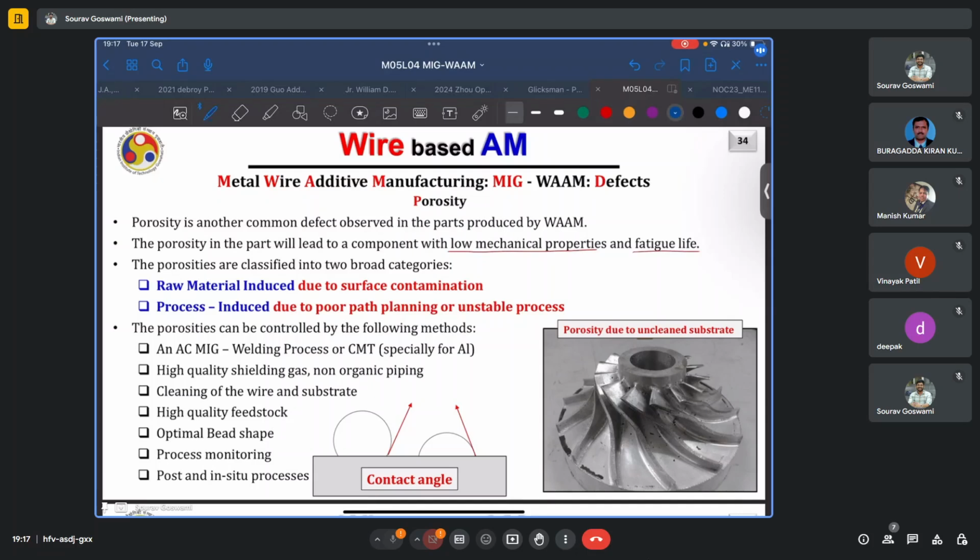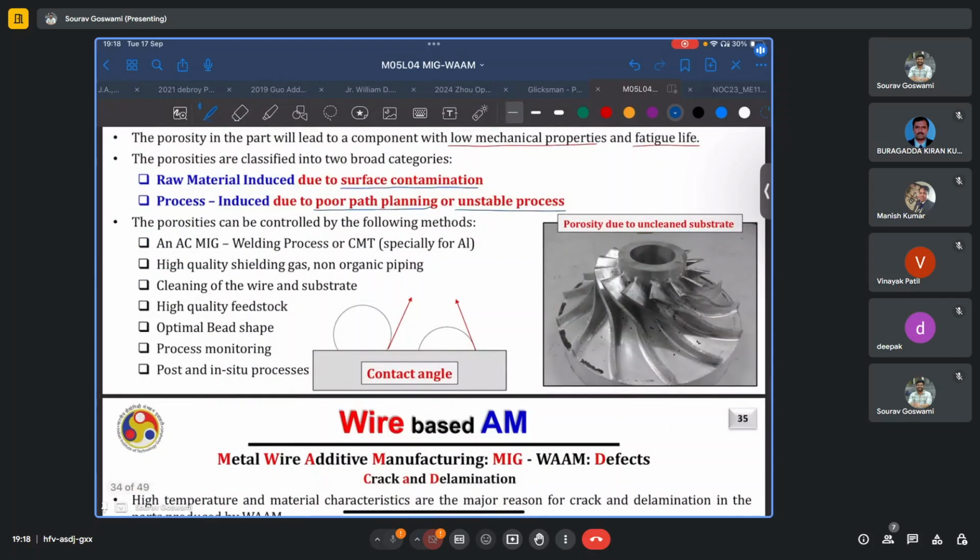Now, porosity is categorized into two broad categories based on whether it is raw material induced, that is, your feedstock had some contaminant, or the surface of the feedstock was oxidized or in some way damaged, which might have induced porosity in your final build part, or whether it is process induced, such as because of an unstable process, or maybe your arc shielding was not good enough, or the path planning was poor. Now, these porosities can be controlled by several methods, some of which are listed here.